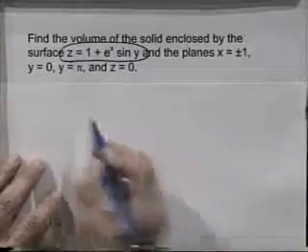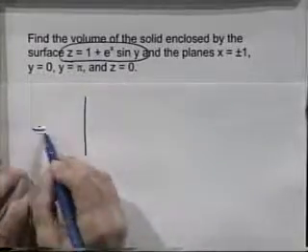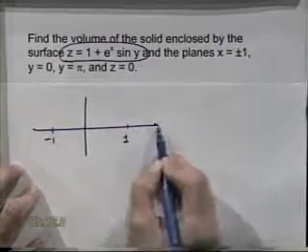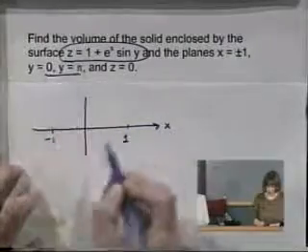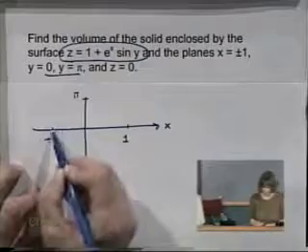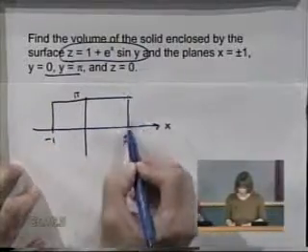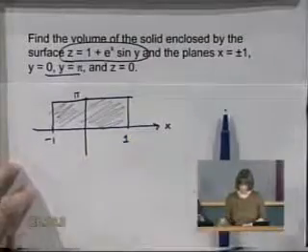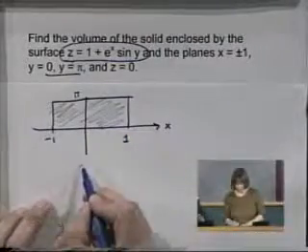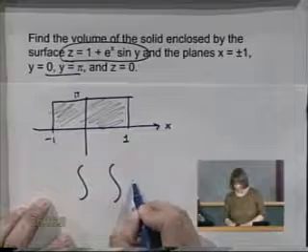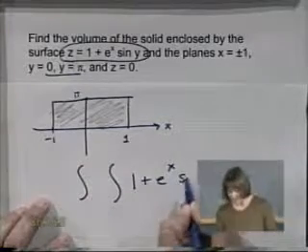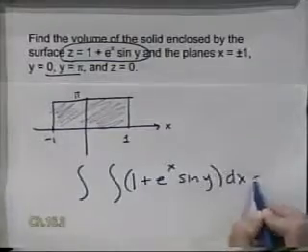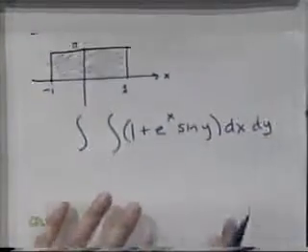If I draw my base, what does my base look like? We have x ranging from -1 to 1, and y is ranging from 0 to pi. So this is what your rectangular base looks like. And so my volume is going to be the double integral of 1 plus e to the x sine y. And we could go with respect to x, and then with respect to y, or with respect to y, and then with respect to x.